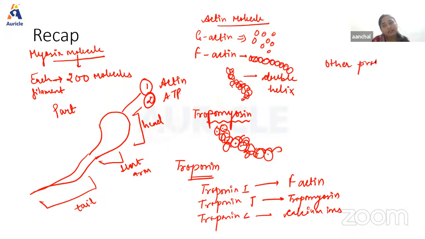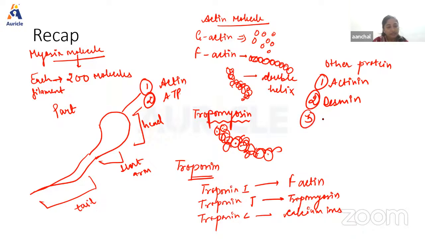Other proteins we have include actinin, which attaches actin filament to the Z line. Then we have desmin, which binds the Z line with the sarcolemma. Sarcolemma is the covering of the muscle.